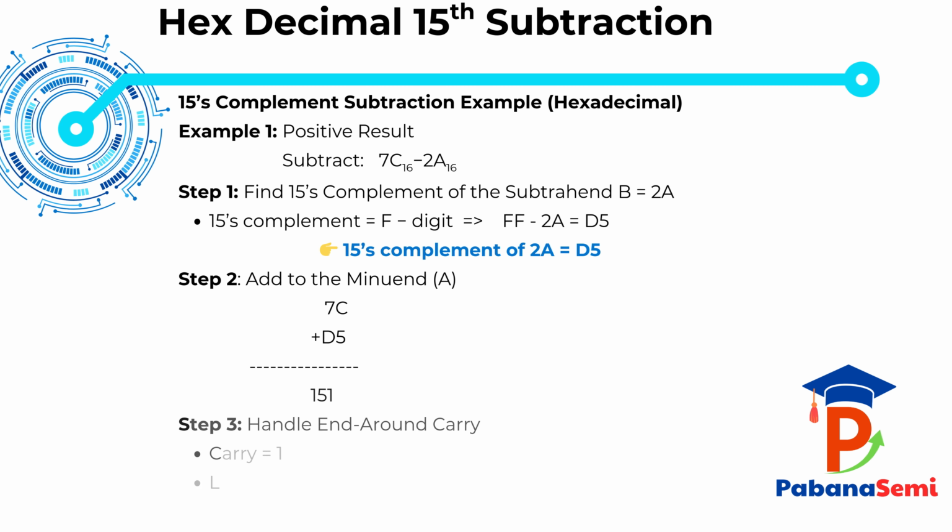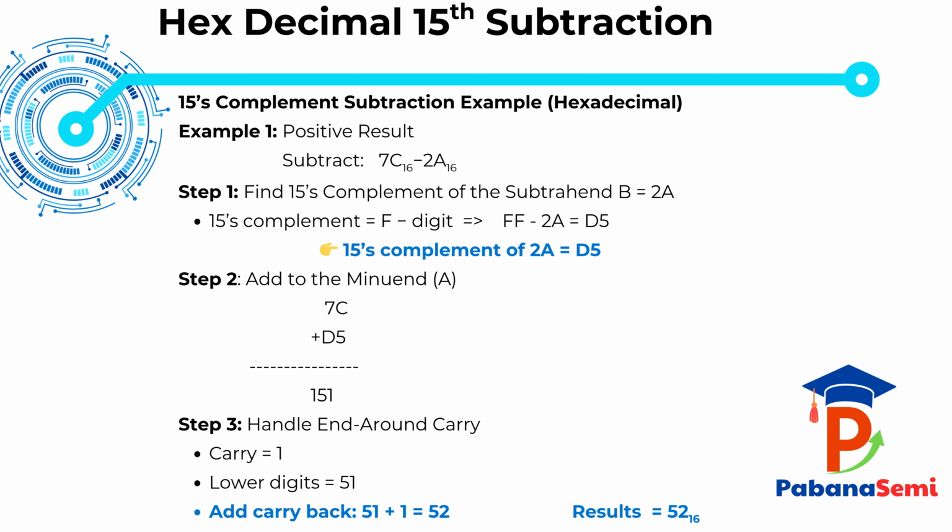Let's solve a hexadecimal subtraction using 15's complement. Our example is 7c minus 2a. First, we find the 15's complement of the subtrahend, which is 2a. In hexadecimal, the 15's complement is found by subtracting each digit from f. So f minus 2 gives d, and f minus a gives 5. That makes the 15's complement of 2a equal to d5.